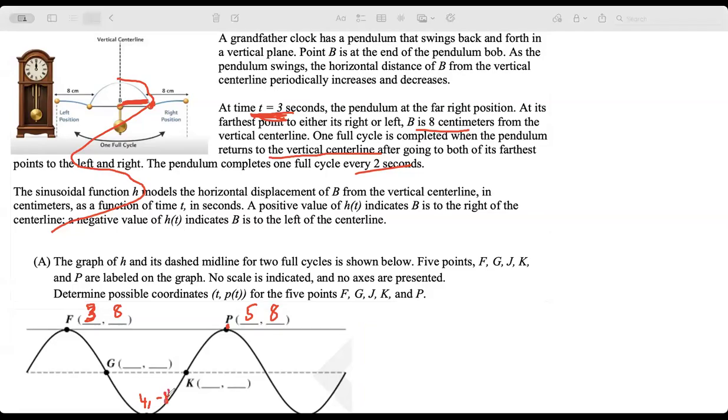I understand your point about t need not be negative. You can always add 60. In the previous problem, 60 was one full cycle, right? So you can always add 60n to the t's. Here, cycle time is 2, meaning one full cycle completes in 2 seconds, right? So you can always add 2n to the t values. You started with a 3 and a 5, but this can be 3 plus 2n, 5 plus 2n. This can be 4 plus 2n.